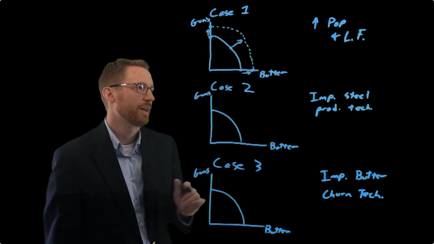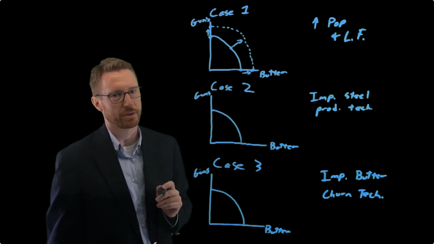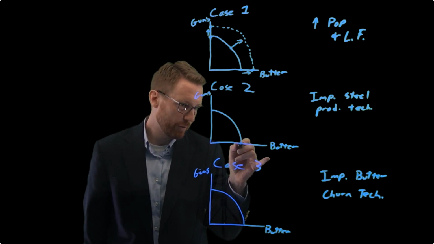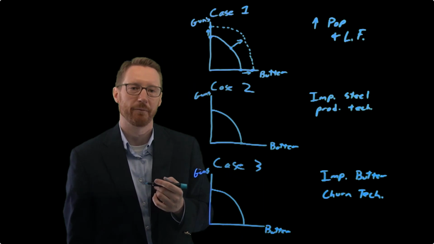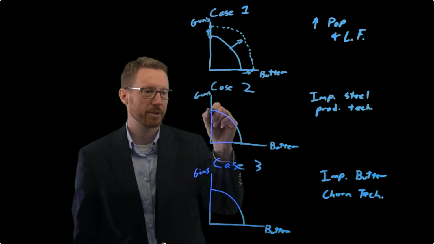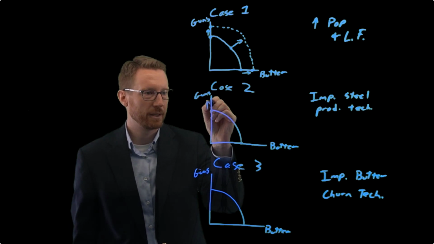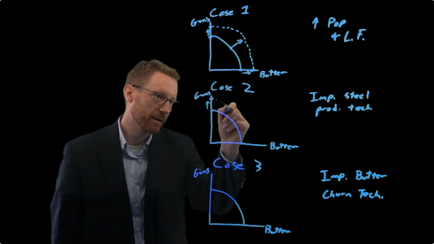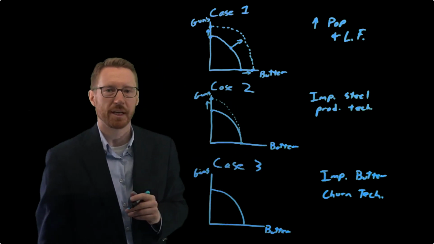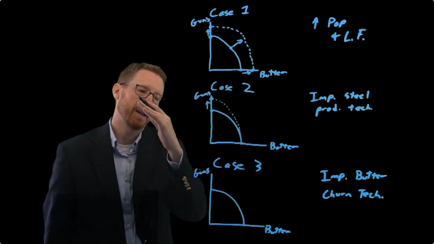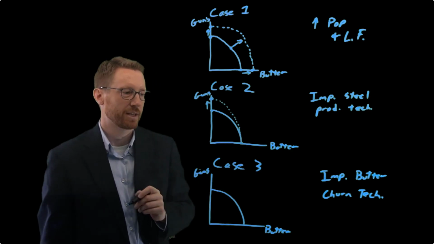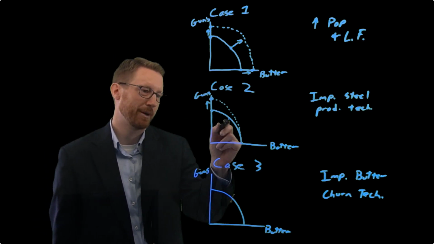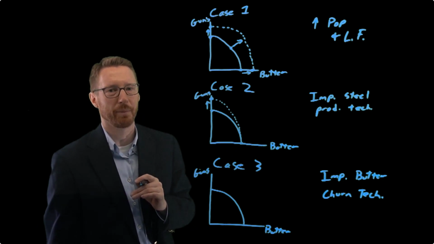In the second case, if we have an improvement in steel production technology, that's probably not all that helpful in making butter. So if they focus completely on butter, they can still make the same amount of butter as before. But if the country puts all of its time and effort into making guns, with that improved technology, now they can produce more. So what's happened? The curve has shifted, but only at one end. It's pivoted from the butter end, which hasn't changed. They can still make the same amount of butter as before, but now can make more guns. And for these combinations in between, for the same amount of butter they were making before, they can make more guns.